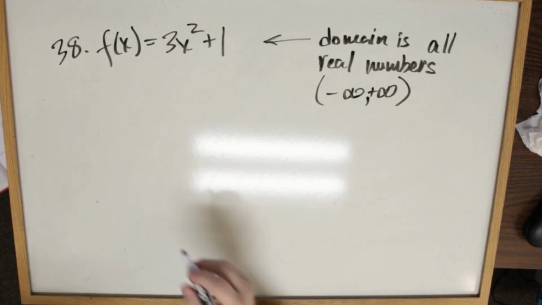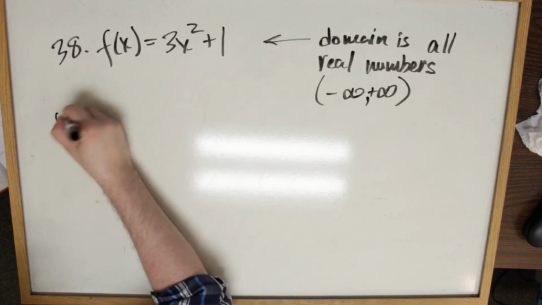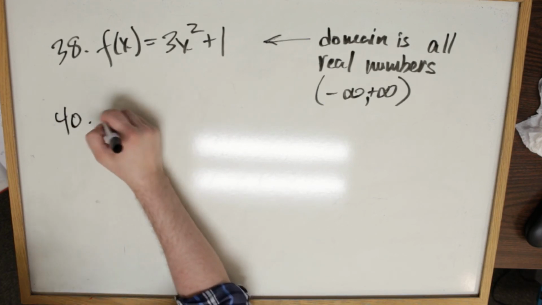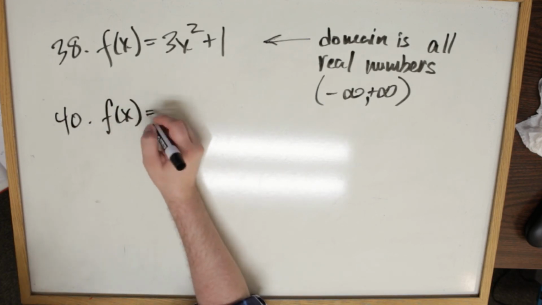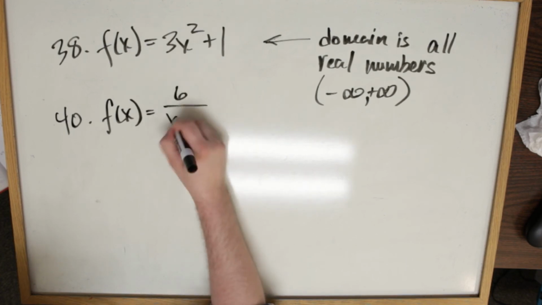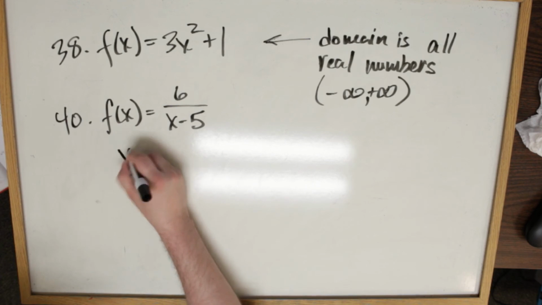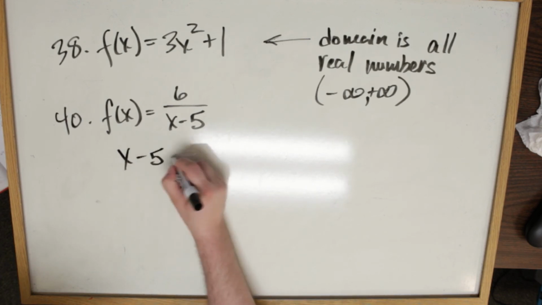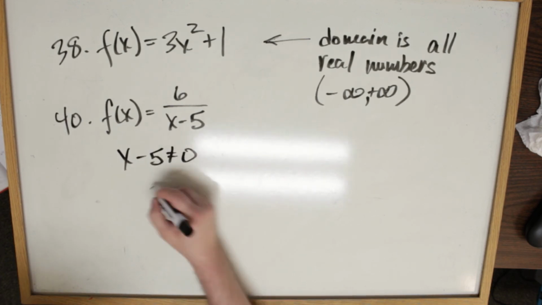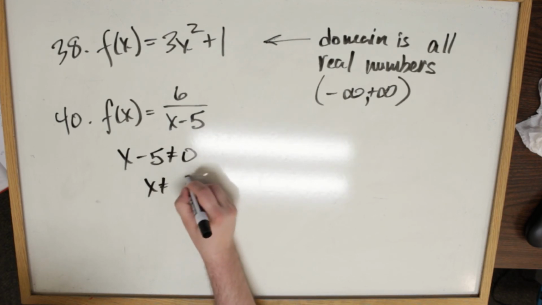All right, so let's do question 40. I've got f of x is equal to 6 over x minus 5. So what does this mean? Well, now we've got one of those special cases. We've got a fraction. So the thing that we do, remember, we need to find the critical values. The critical values here are going to be x minus 5 cannot equal 0. So x cannot equal positive 5.